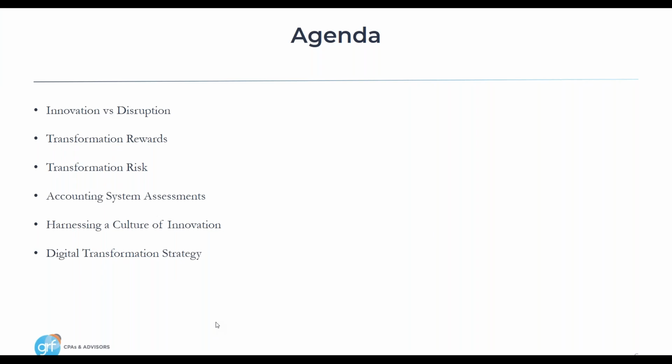Thanks, team. Okay, so our agenda today. We are going to be talking about key concepts behind technological innovation and technological disruption, and how to make informed decisions on when to adopt. Digital transformation, risk and rewards to look out for, an overview of accounting system assessments through the lens of digital transformation, and how to harness the culture of innovation. And finally, we'll conclude with some next steps in thinking through your long-term digital transformation strategy.